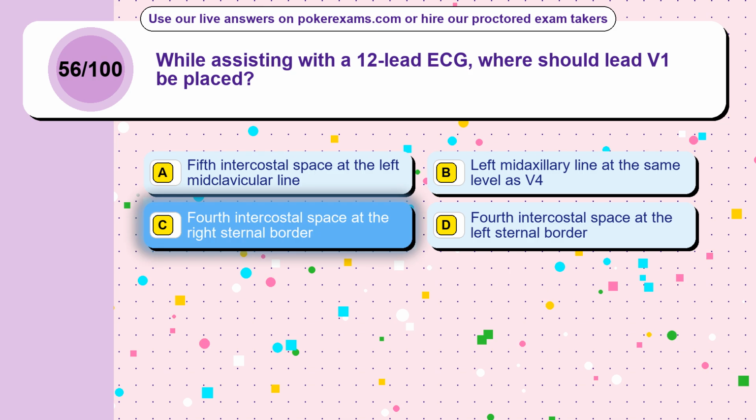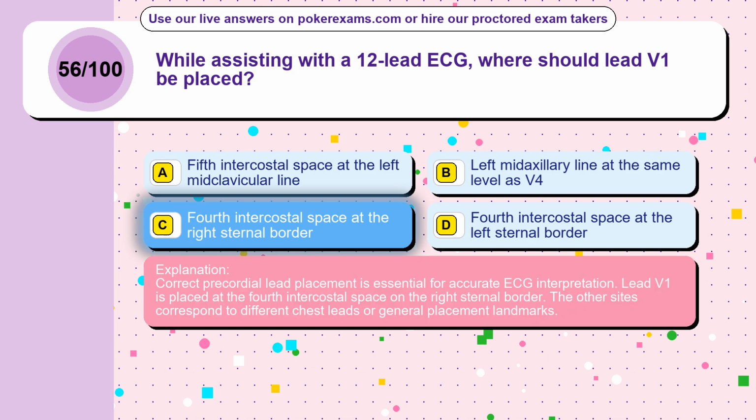The correct answer is option C. Fourth intercostal space at the right sternal border. Correct precordial lead placement is essential for accurate ECG interpretation. Lead V1 is placed at the fourth intercostal space on the right sternal border. The other sites correspond to different chest leads or general placement landmarks.